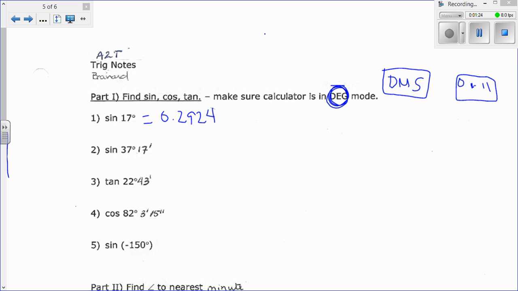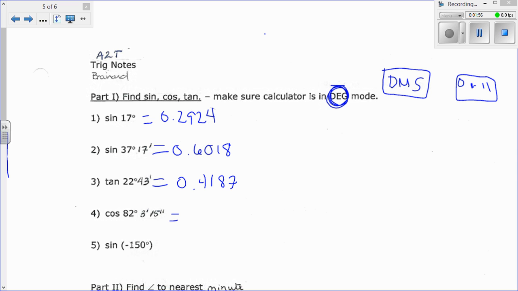We always round these to 4 decimal places. This goes back to when we weren't able to use calculators and we used a chart, and they did everything to 4 decimal places to make sure we were accurate. The sine of 37 degrees 17 minutes would be 0.6018. The tangent of 22 degrees 43 minutes would be 0.4187.